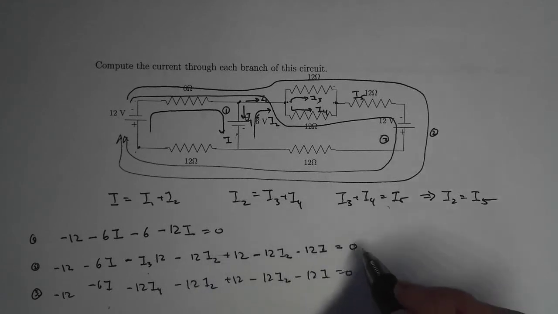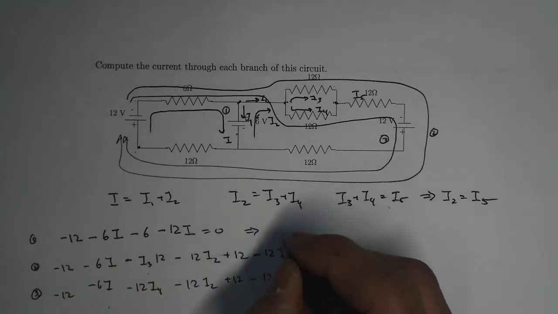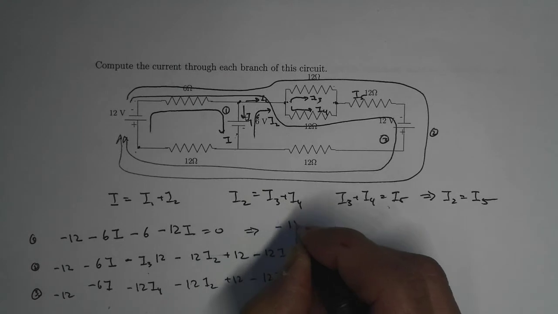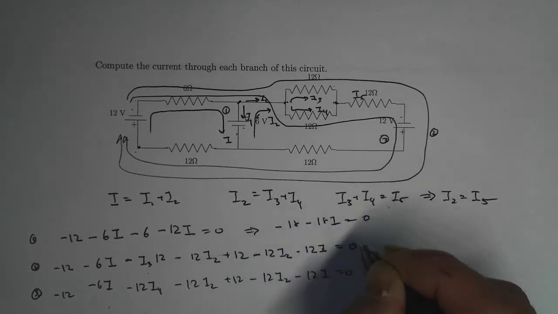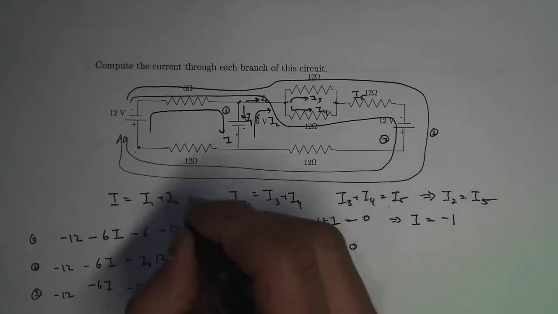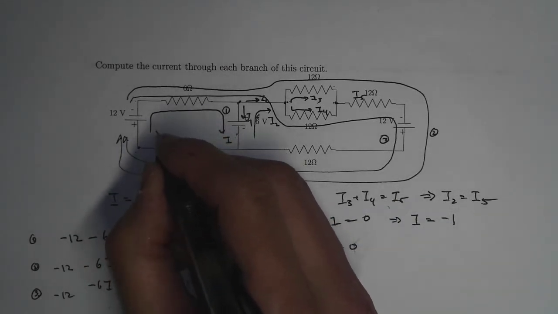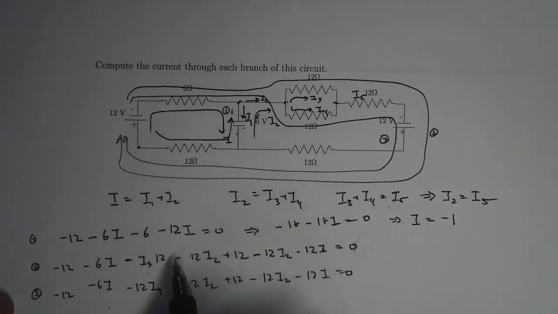Now the first thing we're going to recognize is that we've previously solved this example here, right? So what this means is that this is minus 18 minus 18I equals 0, which implies that I is equal to minus 1. So again, the current for I is flowing in this direction, right? For 1, coming up this way.